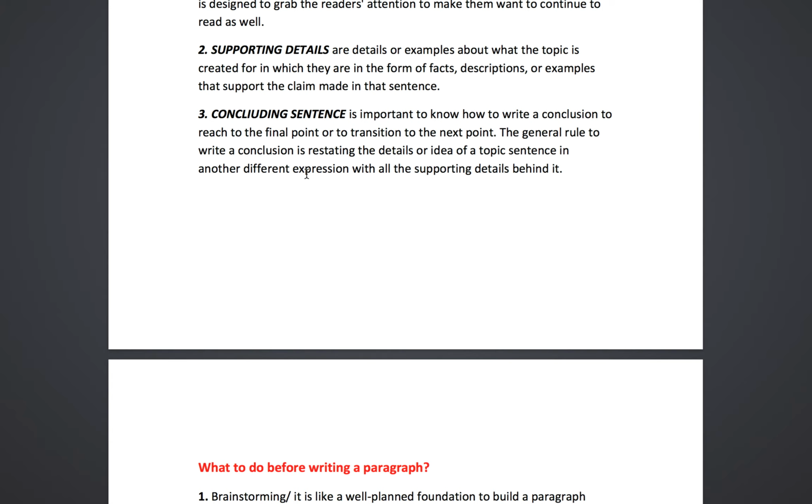the next point. The general rule to write the conclusion is restating the details or ideas of the topic sentence in another, different expression, with all the supporting details behind it. This part is very easy because what you have to do is just restate and rewrite the details or the idea in the topic sentence in another way or in different expressions.